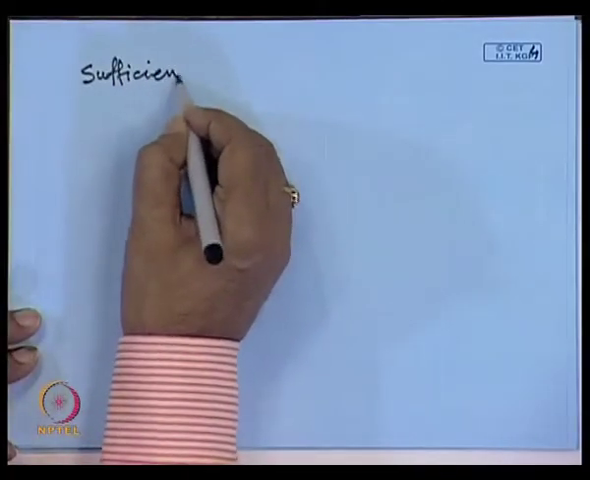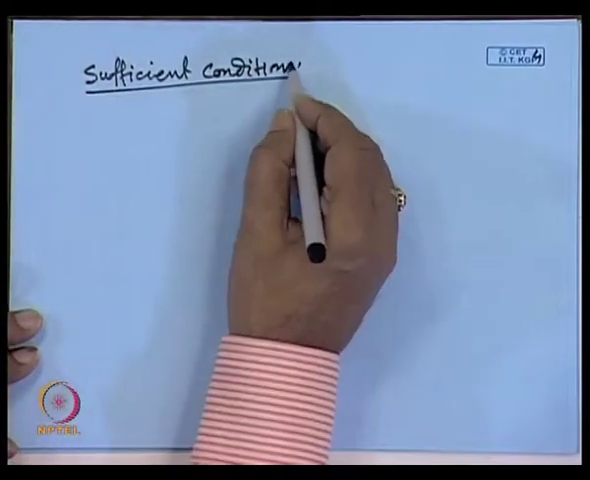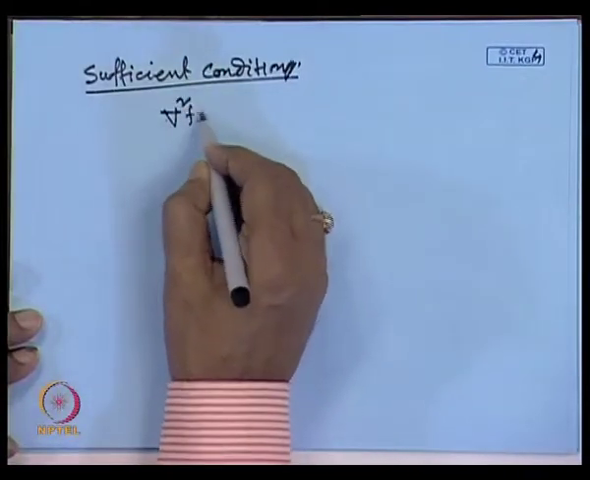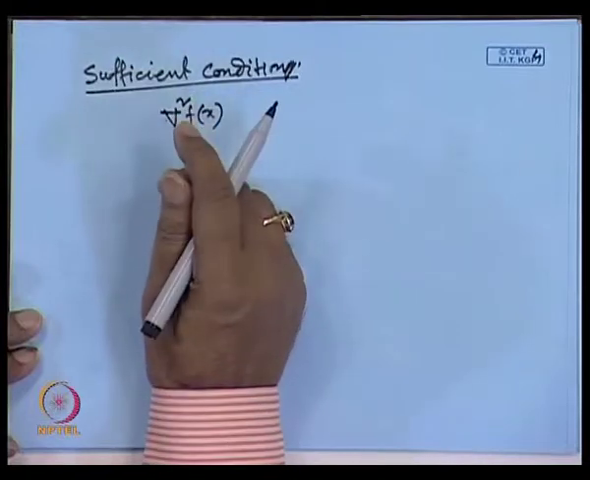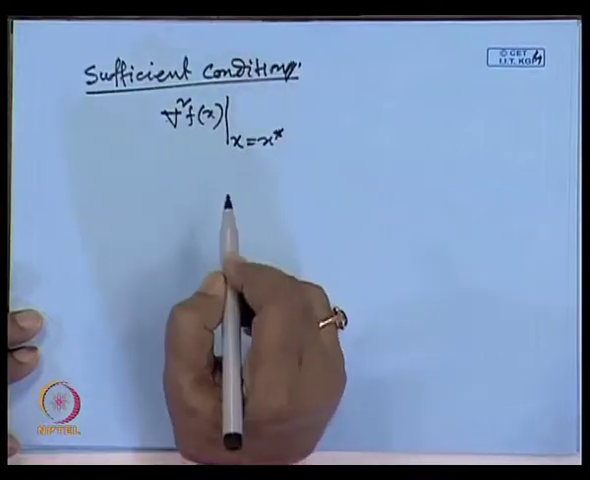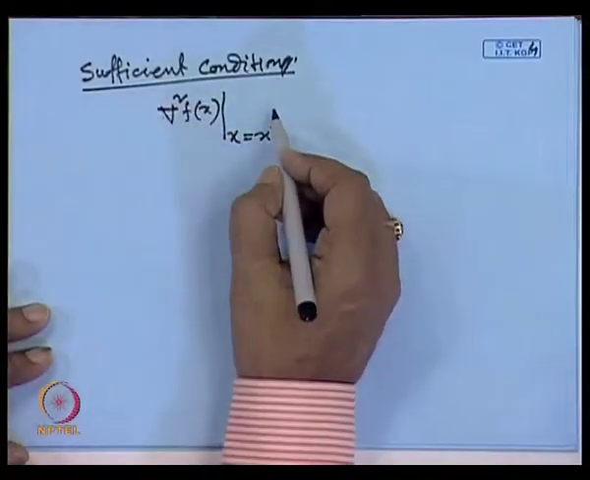Sufficient condition. Okay. So, the Hessian matrix is the differentiation of the gradient of the function with respect to x once again. You find out the value at x equal to x star. Differentiate the gradient once again with respect to x, which is nothing but a Hessian matrix. This value you find out.